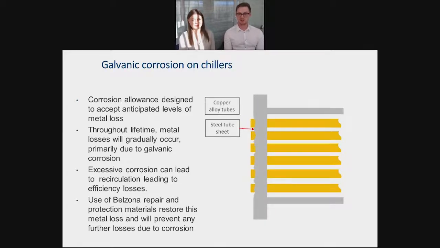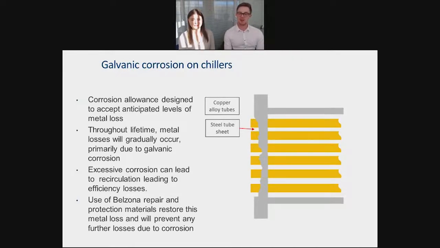This loss of metal, mainly through erosion or corrosion, can cause leakage of this coolant and potentially contamination of the chilled water itself. Again, it drops the efficiency. Normally, a corrosion allowance is designed into the system to accept anticipated levels of metal loss. However, throughout its lifetime, metal losses will gradually occur, and if the corrosion allowance is exceeded and gaps begin to appear, eventually you'll get recirculation, which again drops your efficiency massively.